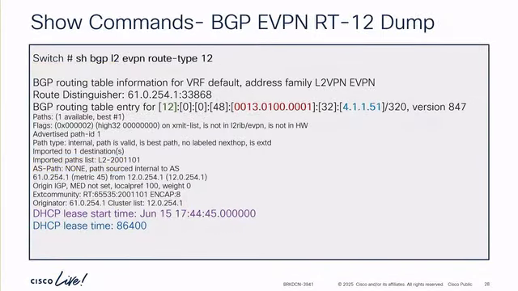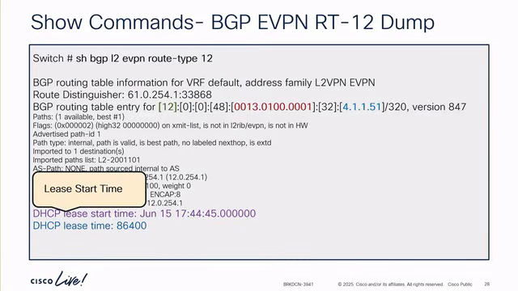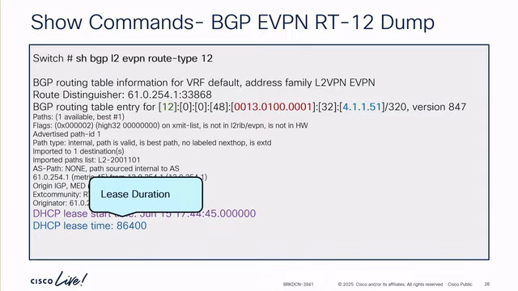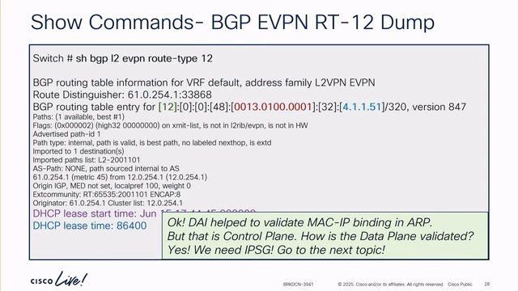So we go to the next one. How does route type 12 look? Like we said, this is the host MAC. It has a host IP. It has a lease start time, when DORA got completed. It has a lease duration. Yeah, so this is how the contents look.